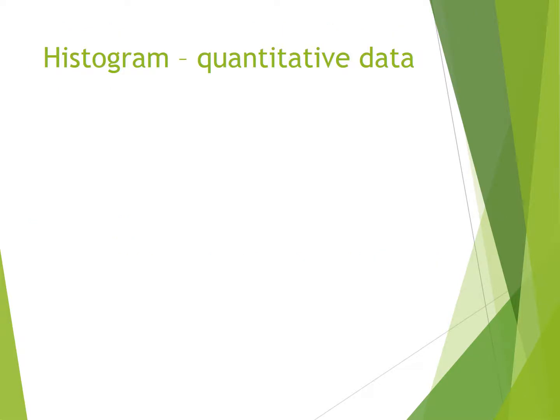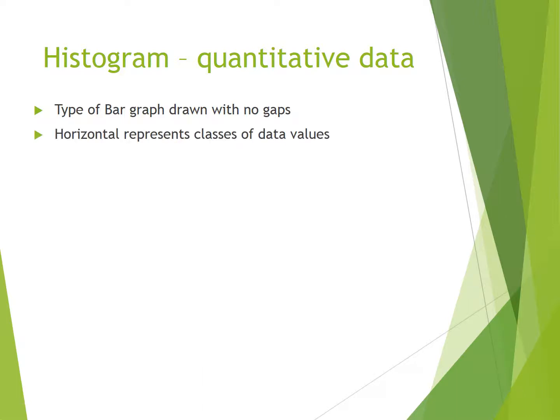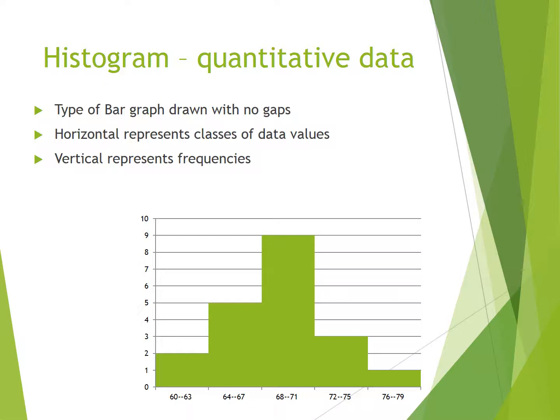This is a graphical representation of a frequency distribution, called a histogram. It's a type of bar graph and it's drawn with no gaps whatsoever. The horizontal axis represents the classes of data values and the vertical axis represents the frequencies. So this is an example of the histogram for the frequency distribution we saw just a minute ago, for the heights of men.